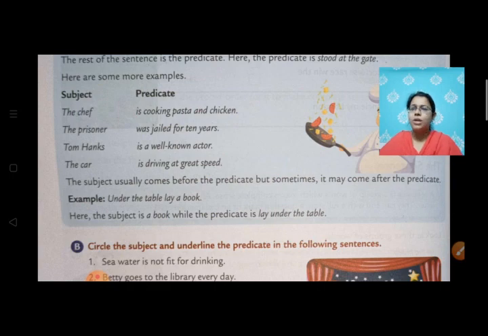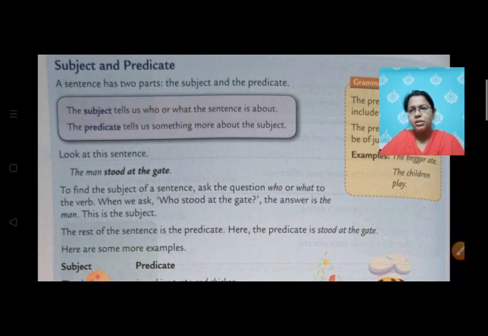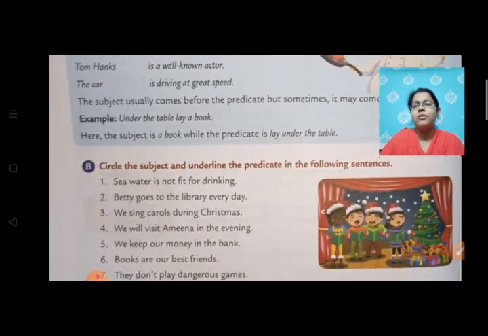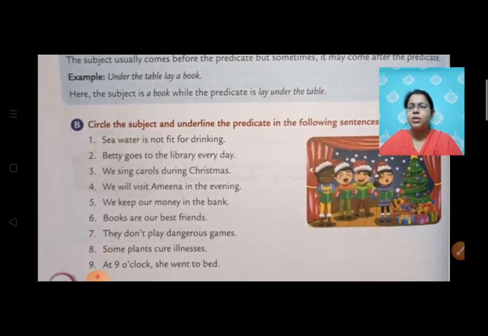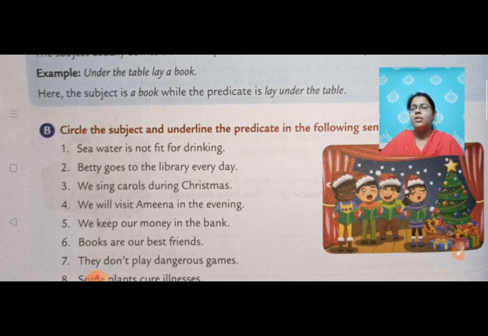So students, I hope that you understood what is subject and predicate, right? And here there is an exercise related to it. You need to circle the subject and underline the predicate in the following sentence. So here students, there is an exercise given जिसके अंदर आपको subject के ऊपर circle करना है और प्रेडिकेट के ऊपर अंडरलाइन करना है. सो दिस इज़ द होमवर्क फॉर यू.